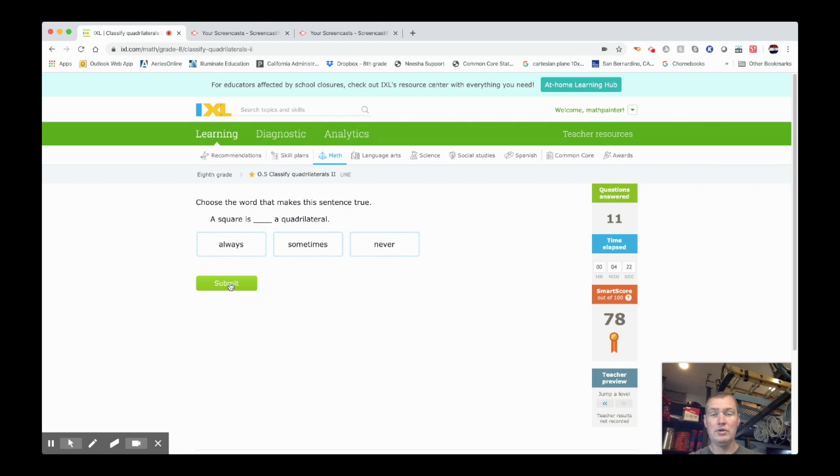One more question to go. Choose a word that makes the sentence true. A square is a blank quadrilateral. A square is always a quadrilateral. Everything's a quadrilateral, because a quadrilateral is any four-sided object.